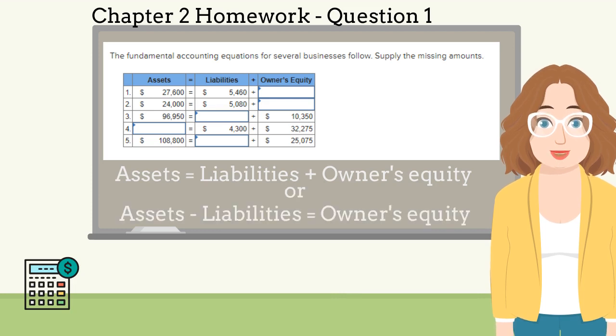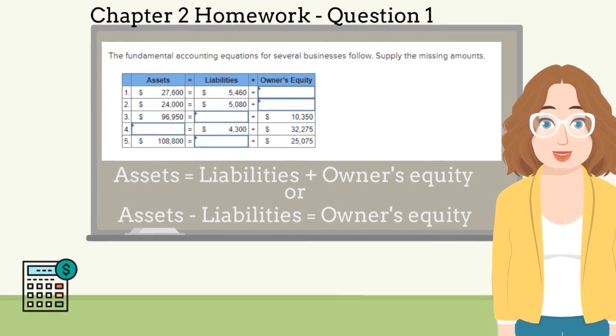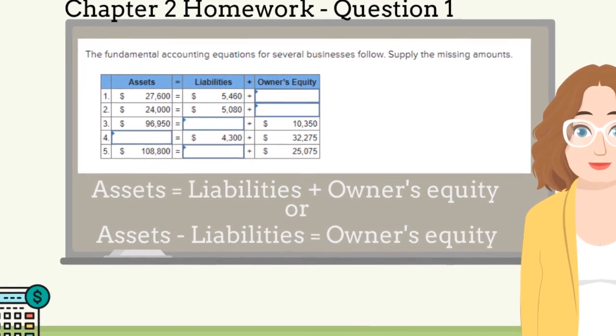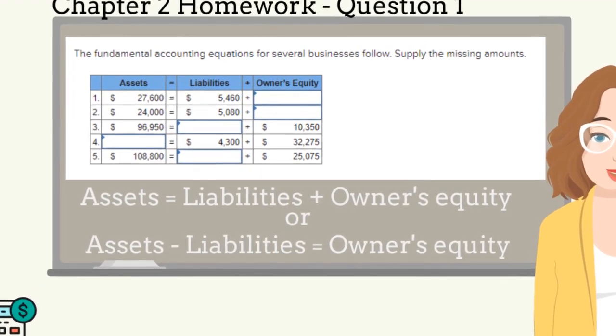Another way to say it would be everything the business owns less what it owes in liabilities is the net worth of the company or its owner's equity. So, what do we need to do for this question? We need to enter the missing amount.